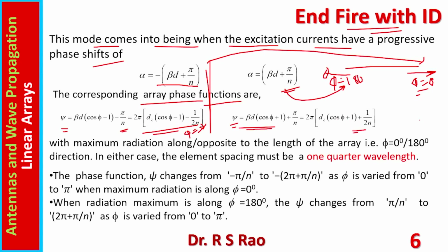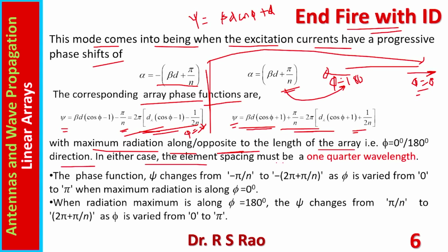How has this expression come into being? The general expression for psi, the array phase function, is beta d cos phi plus alpha. If we substitute the expression for alpha, minus beta d plus pi by n, we get psi like this. Or if we use alpha as beta d plus pi by n in the general expression for psi, we get this expression. It's not a big thing. So these are phase functions with maximum radiation along or opposite to the length of the array, phi equal to 0, 180 degrees direction.